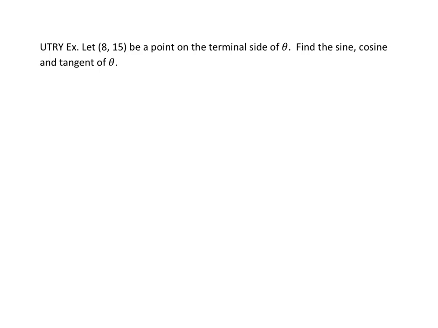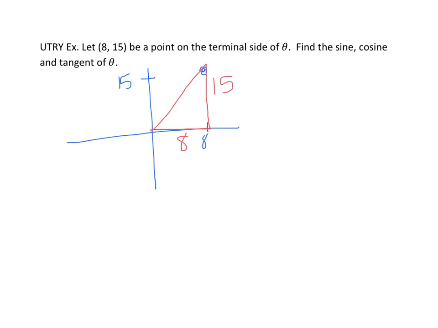Okay, try this one. This time the point is 8, 15. Find the sine, cosine, and tangent. Okay, on my x-axis, if I go to 8, 15, I'm going to be up in the first quadrant somewhere. Here's my triangle. I went right 8, up 15. Find the missing side of my triangle, comes out to be 17.